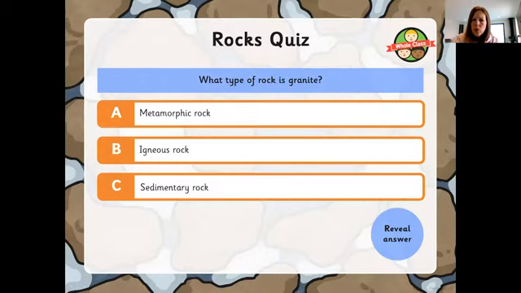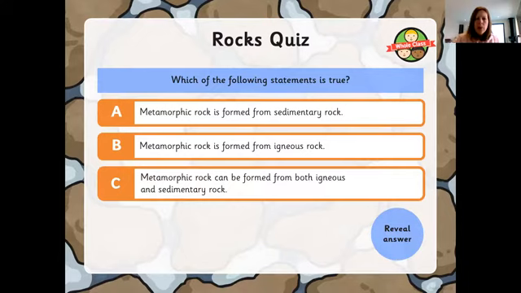What type of rock is granite? Is it a metamorphic rock, igneous or sedimentary? I know some of you did your rock posters on granite, so you've probably got a bit of a head start and an advantage if you did granite as your focus. But remember when we looked at it, it's an igneous type of rock. Well done if you got that one right.